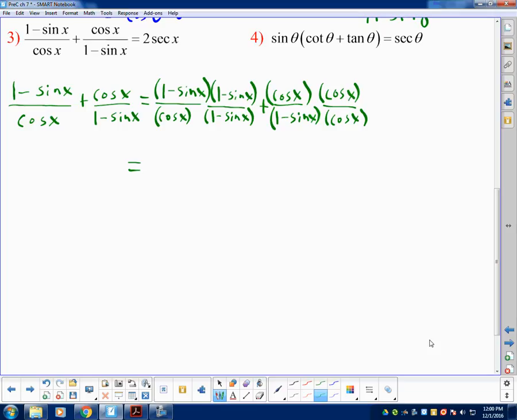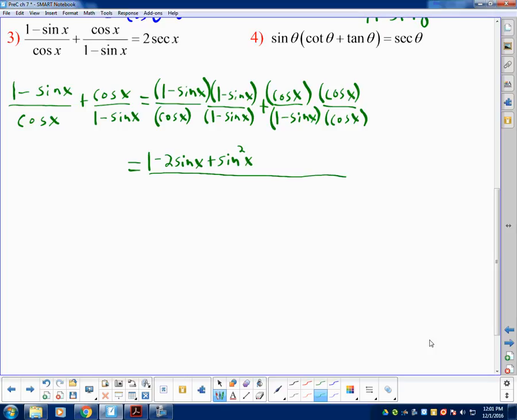So up here, I need to be careful. This one is not a difference of squares. It's going to have 3 terms. 1 times 1 is 1. Then I have negative sine x and another negative sine x, which is minus 2 sine x. And then plus sine squared x. And that's the top part of the first fraction.